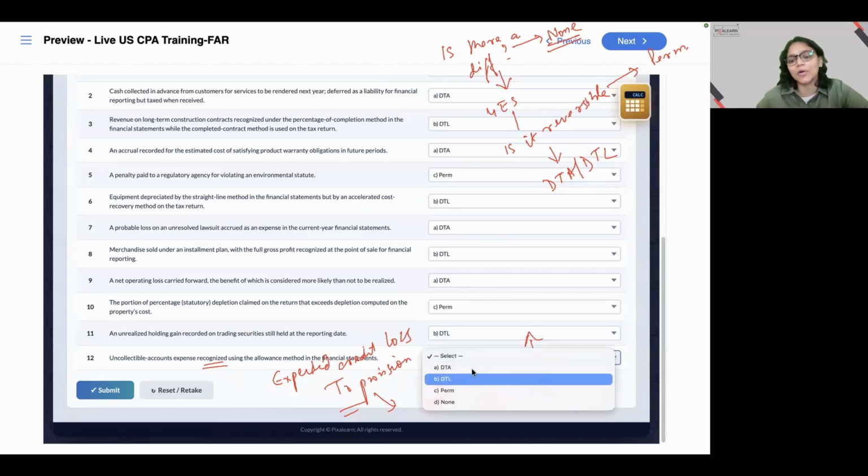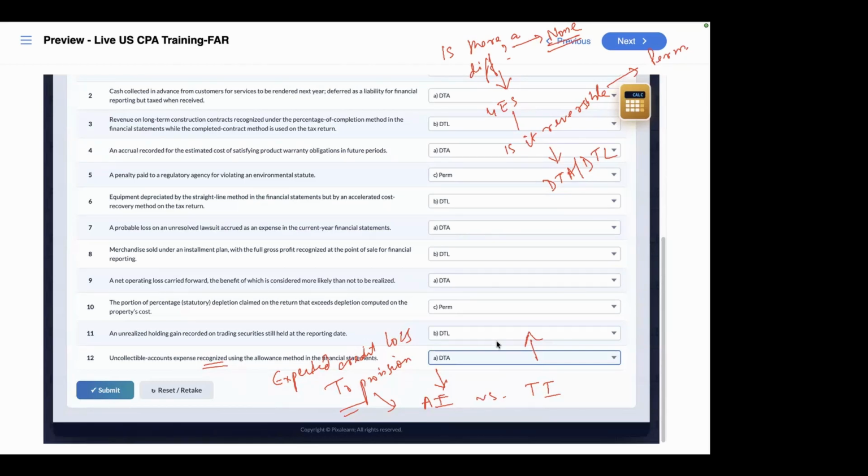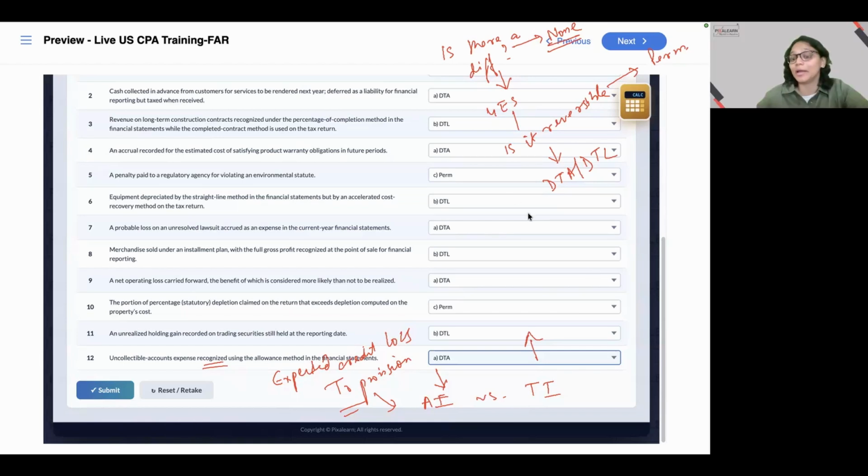First step, figure out whether it is a difference or not. Second step, figure out is it a permanent difference or a temporary difference. If it is a temporary difference, try to understand, did you pay more or did you pay less? If you paid more, then it is a prepaid. If you paid less, then it is an accrued liability. Have you understood? Okay. Just revise this, and everybody, this is an easy topic, but this is a confusing topic.